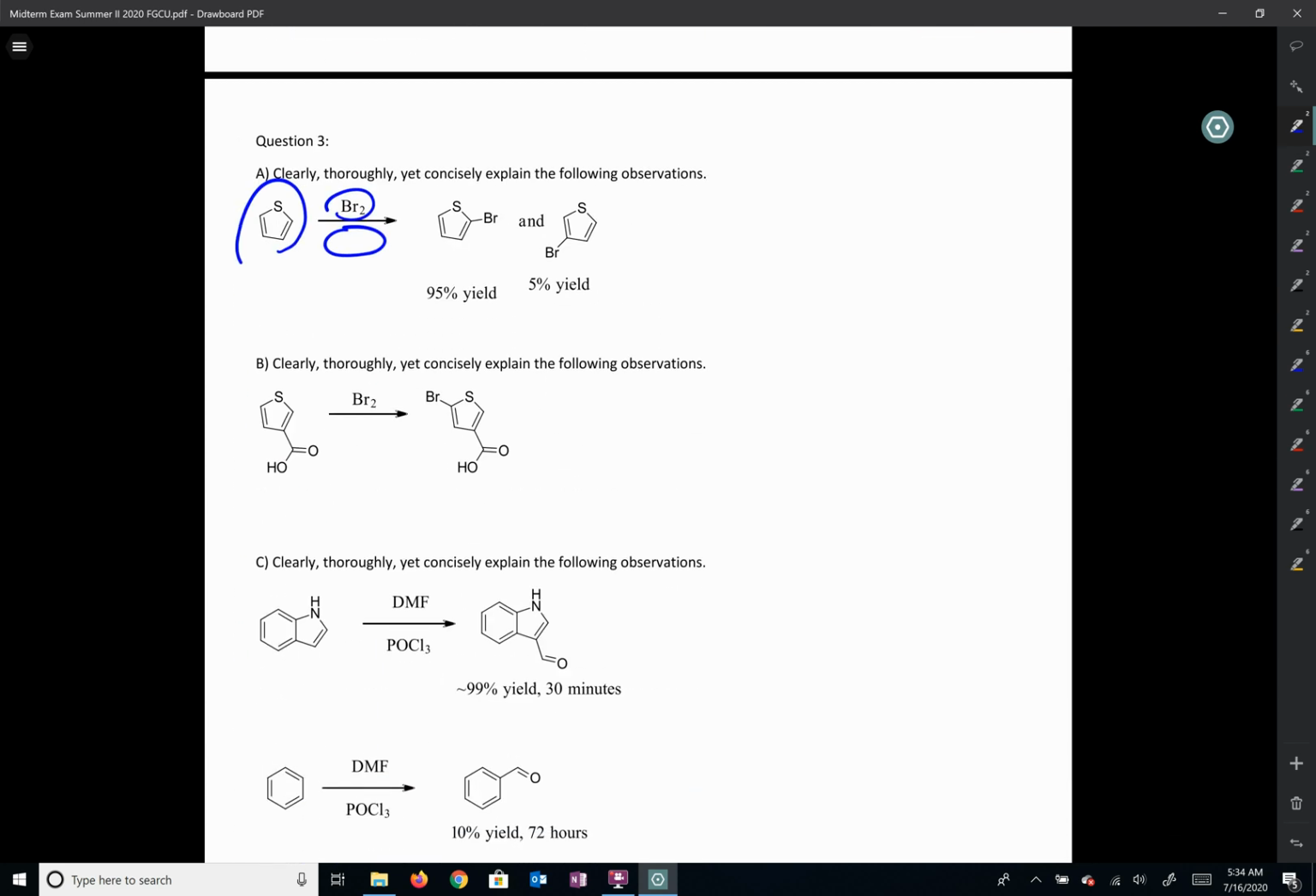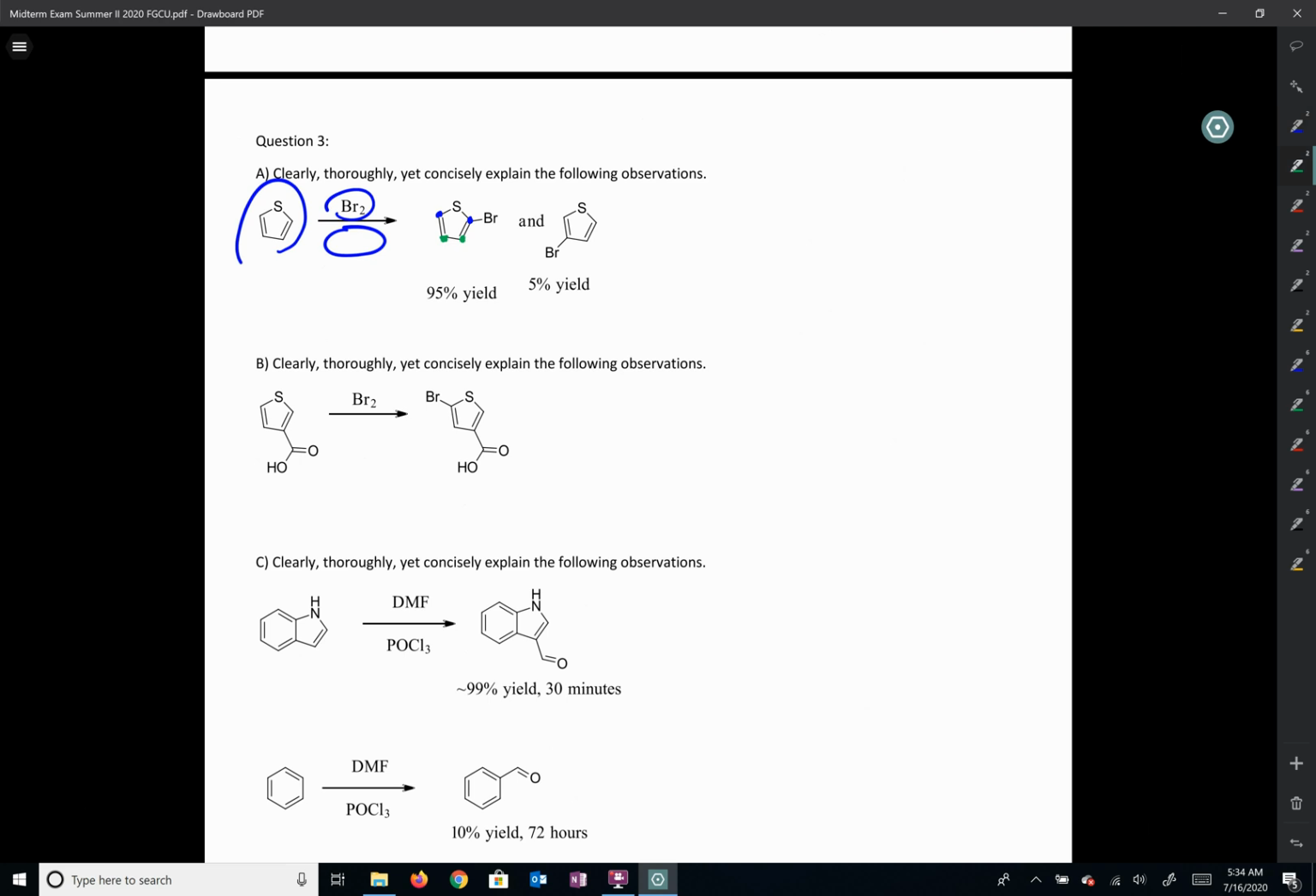That's interesting. We have a major and a minor product, right? We have the positions next to the sulfur there. Those would be identical, right? And then we'd have the 2 positions here. So we really only have 2 spots where the bromine could be added.